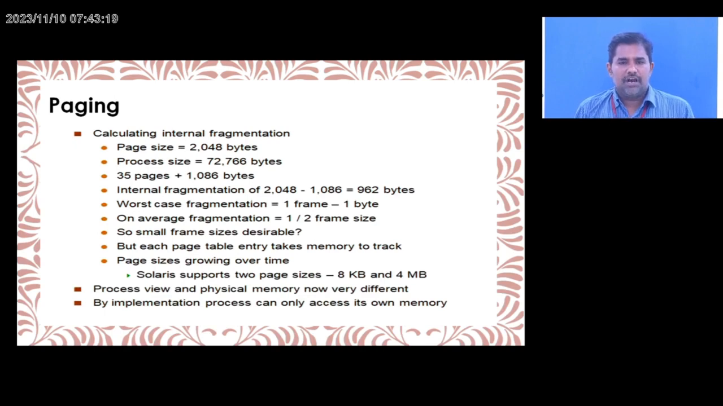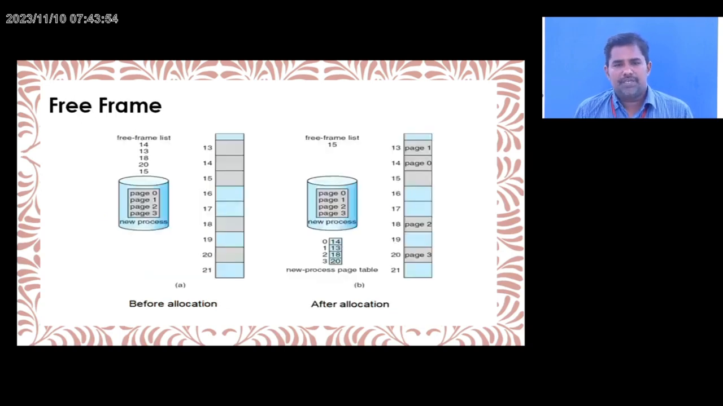In paging, let's calculate internal fragmentation. Say, for example, the page size is 2,048 bytes and the process size is 72,766 bytes. We have 35 pages plus 1,086 bytes. The internal fragmentation is 2,048 minus 1,086, which gives 962 bytes. The worst case fragmentation is also 1 frame minus 1 byte, so we can arrange a page like that. The Solaris operating system supports two page sizes: one is 8 KB and the other is 4 MB.